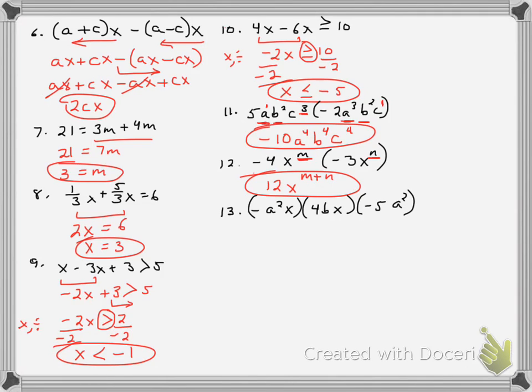Again, here it's looking more complex, but we're still only multiplying. We'll deal with our signs first. Negative times negative is a positive. We'll deal with our constants next. 4 times 5 is 20. We'll march down in alphabetical order. We've got a's. We've got 2 plus 2, or 4. We've got b's. We only have 1. We've got x's. This would be like to the 1 power, to the 1 power. So 1 plus 1 is 2.